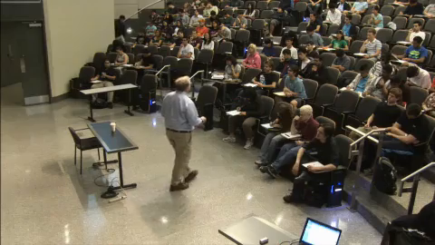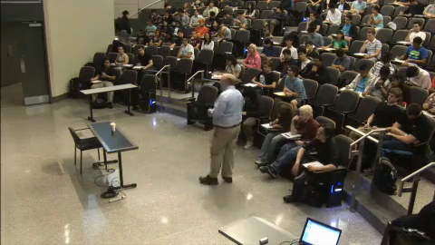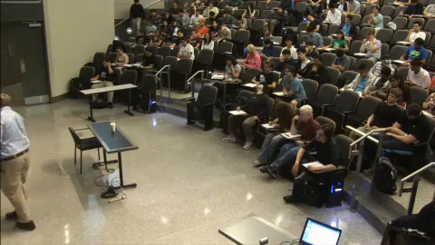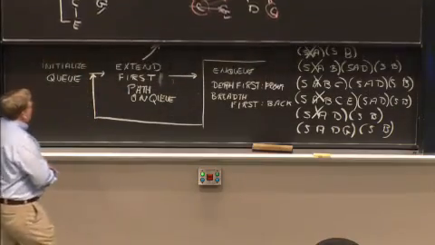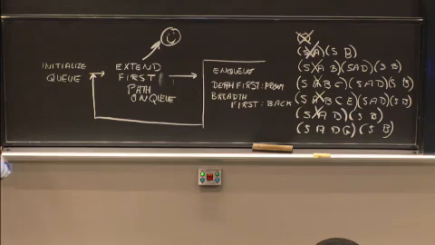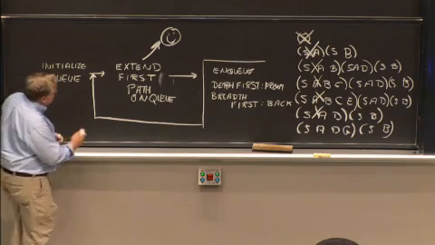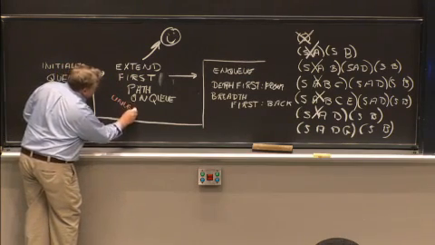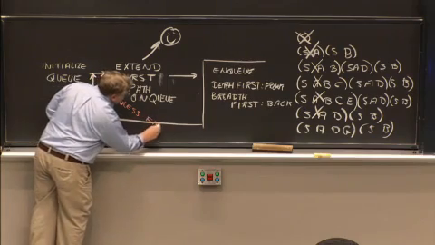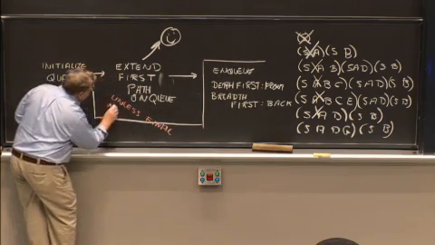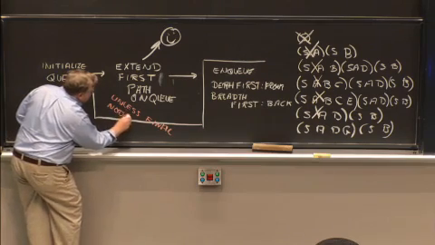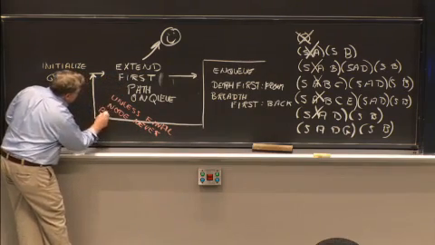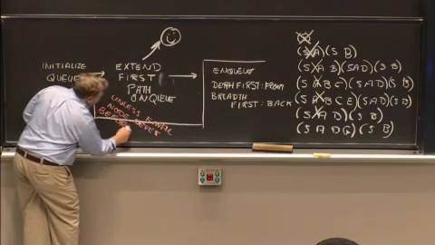So that's incredibly stupid. So what we're going to do is we're going to amend our algorithm just a little bit. We're not going to extend the first path on the queue unless its final node was never before extended.